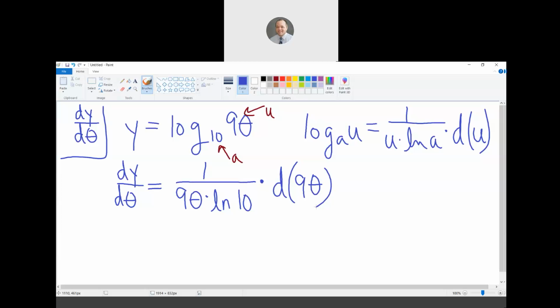The derivative of 9 theta is the same as derivative of 9x. That's just plain old 9. Now we can cancel out that 9 with the 9 that's in our other part of our derivative. So our final answer, dy over d theta, is equal to 1 over theta times the natural log of 10.